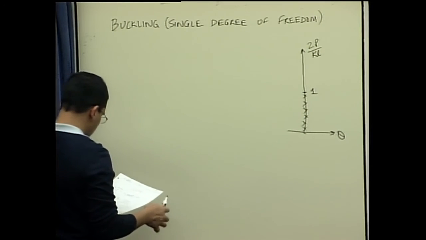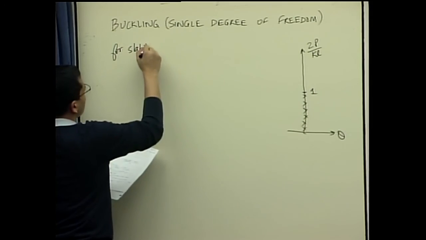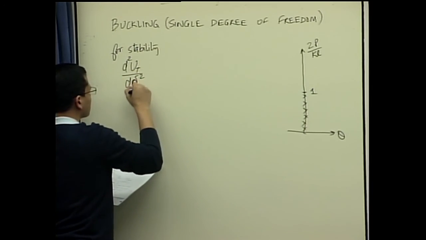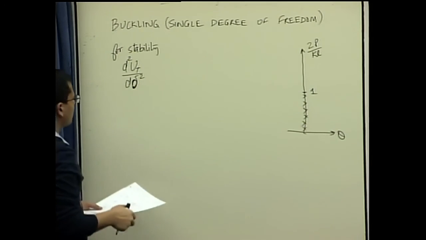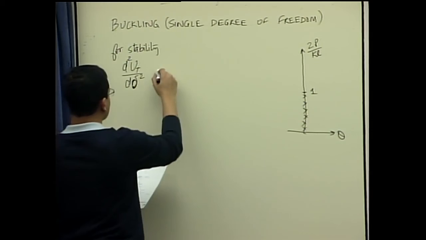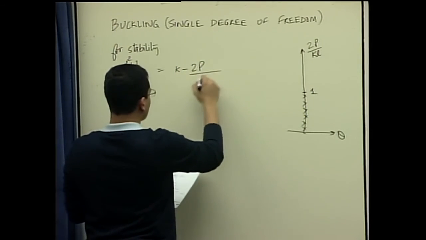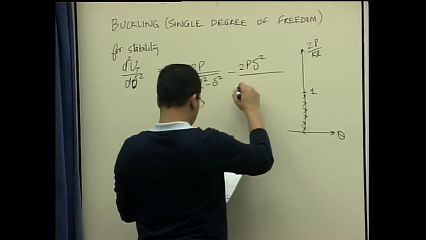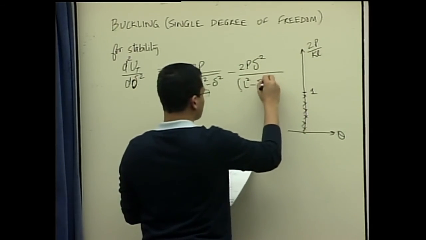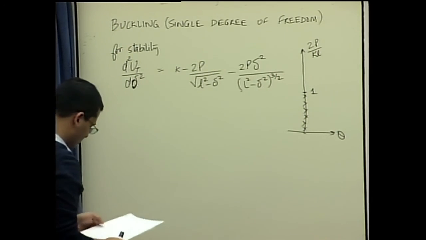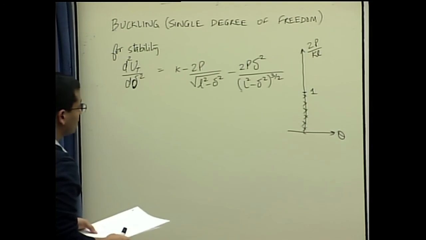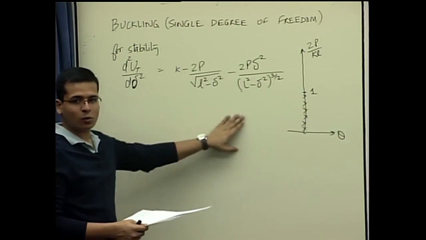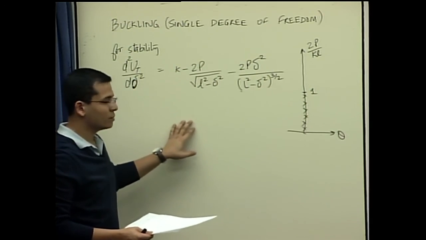So now let's look at stability. We will differentiate the total potential energy with respect to delta up to the second order. So we get k minus 2P over square root of L square minus delta square minus 2P delta square over L square minus delta square raised to power 3 over 2. So we will analyze this equation in the next class to find the post-buckling path, whether it is stable or not.